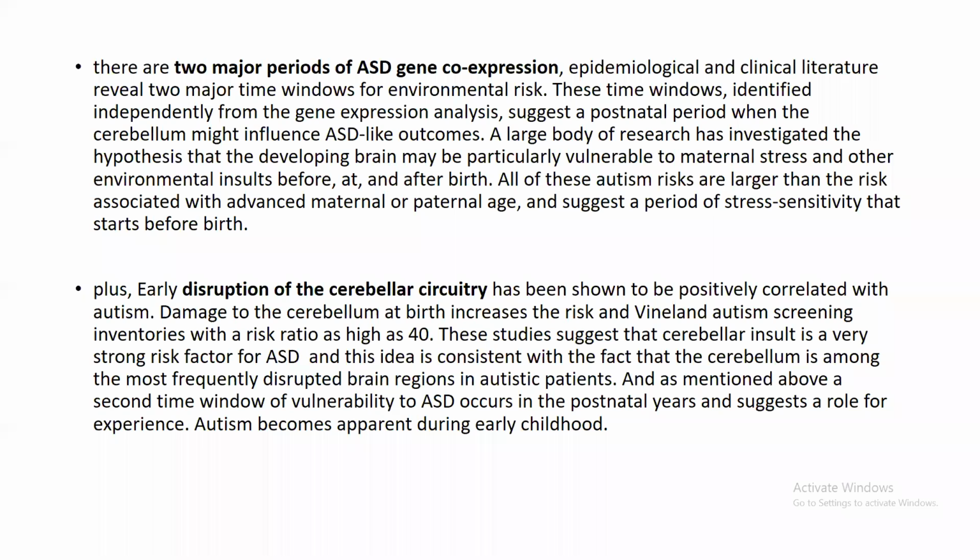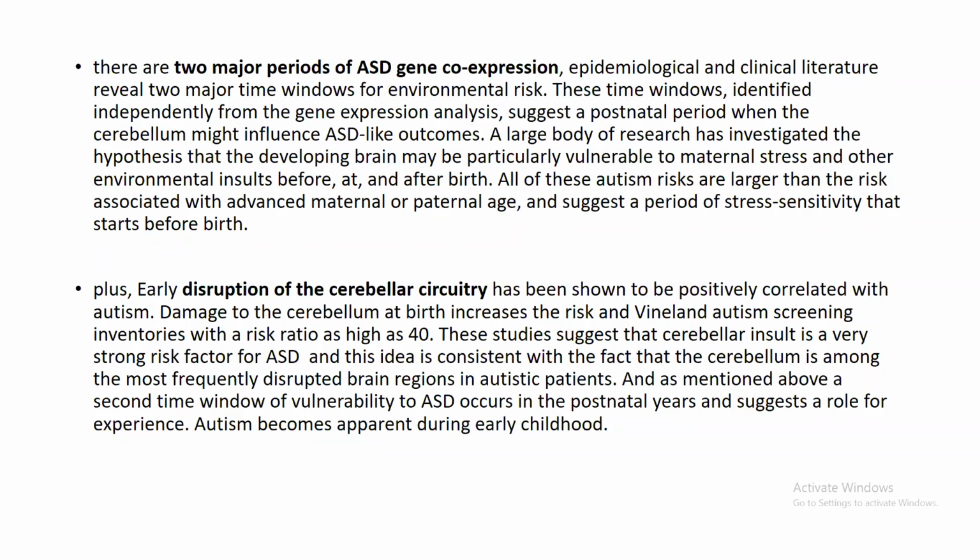All of these autism risks are larger than the risks associated with advanced maternal or paternal age and suggest a period of stress sensitivity that starts before birth. Plus, early disruption of the cerebellar circuitry has been shown to be positively correlated with autism. Damage to the cerebellum at birth increases the risk on autism screening inventories, with a risk ratio as high as 40.